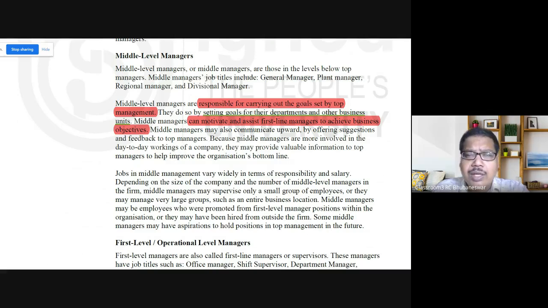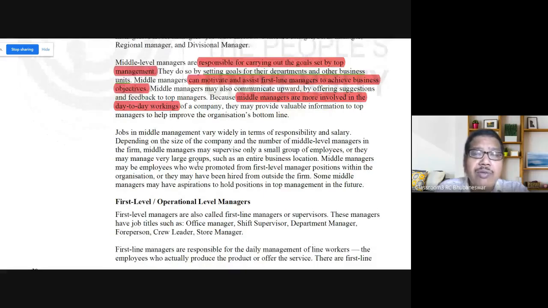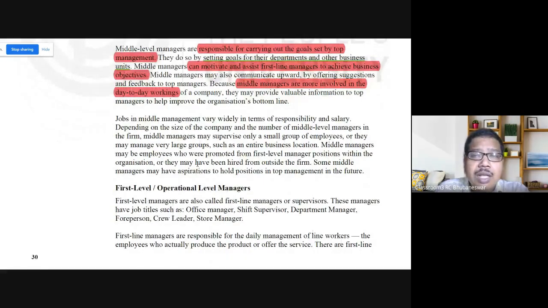They are normally involved in day to day working in the company, but their involvement also depends on what orders have been given from the top level. So we come from the top level manager to improve the organization down to the bottom line. But doing this in a true manner is sometimes difficult. It is not always possible.